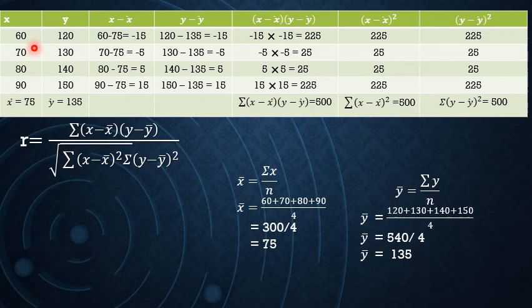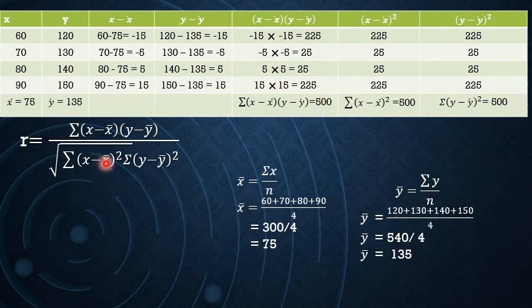Now you have to keep these values in the formula. You have to do x minus x bar. Your x bar is 75. So you can say 60 minus 75, 70 minus 75. Same way y minus y bar. And then here x minus x bar into y minus y bar. So this will be your total.